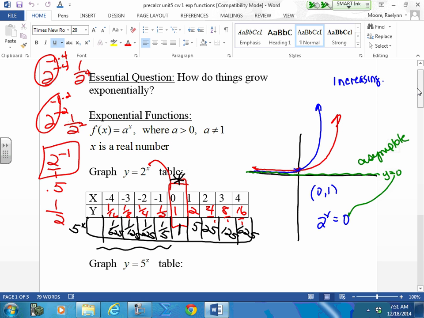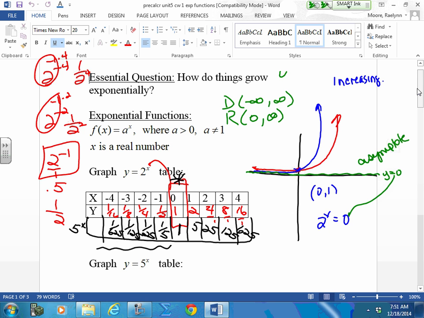If we shift this down, yes, if we move this around, shift it down 1, yes, but right now, with just the parent, core graph, there's nothing we can do for that. So your 5 to the x behaves the exact same way. What's the domain of this? All real numbers. And because we have an asymptote, what's the range? 0 to infinity.